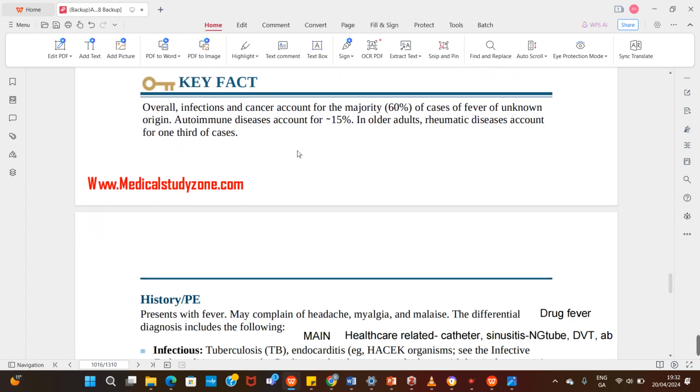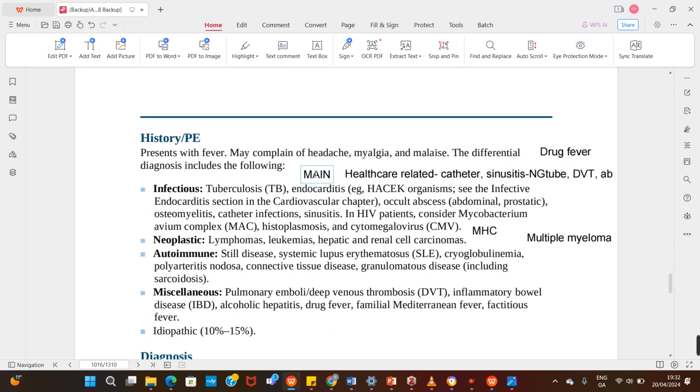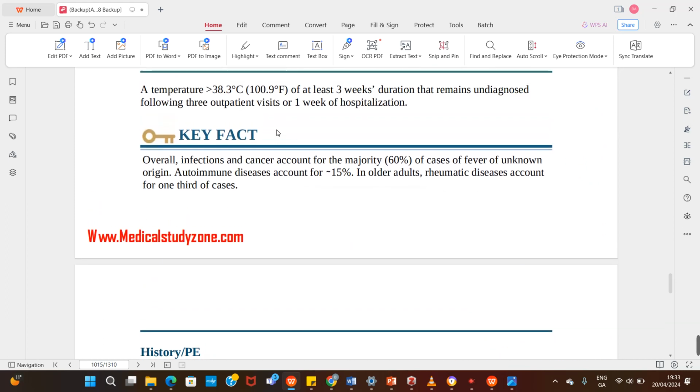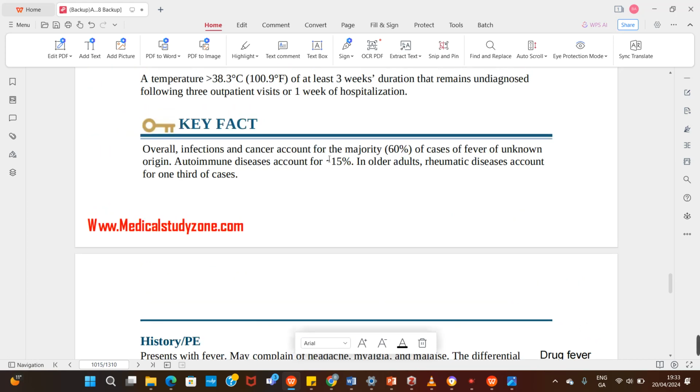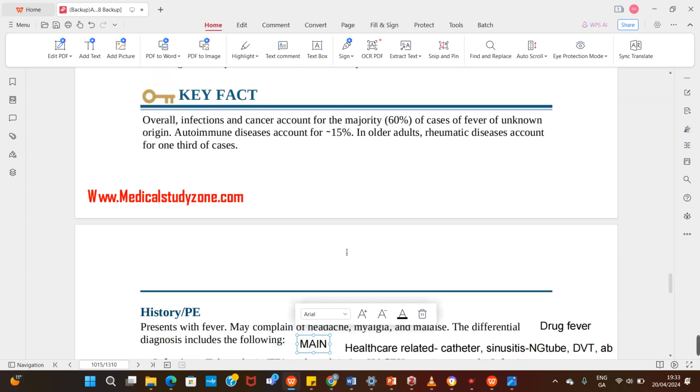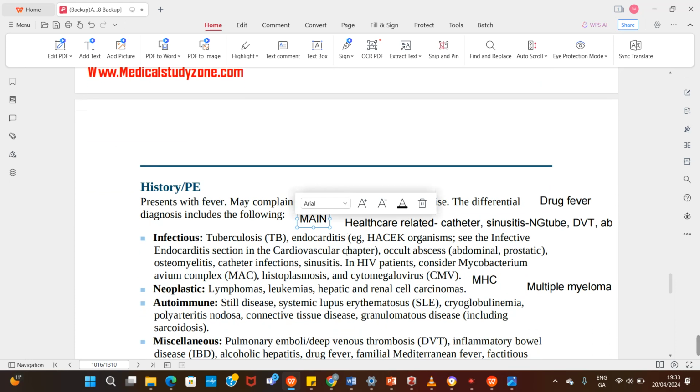So what I want us to pay attention to is what we call MAIN. MAIN is just the acronym for the causes of fever of unknown origin. Most of them are from infectious origin. MAIN stands for miscellaneous, autoimmune, infection, and neoplastic. The majority of them are from infection, 60%. Autoimmune accounts for about 15%, while in adults, rheumatic disease accounts for about 33% of the cases. So it's quite high. Rheumatic disease is very high in older people, but generally infection is the major cause.